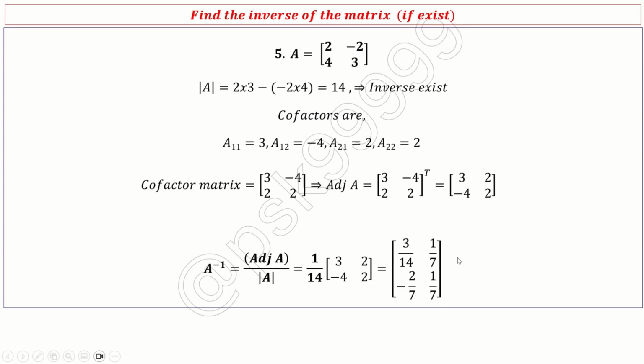So once you have done this, always cross check by multiplying this with A. You should get the identity matrix, 1 0 0 1, in the case of a 2 by 2 matrix. If anything goes wrong, then cross check your calculations and adjust them. Next.